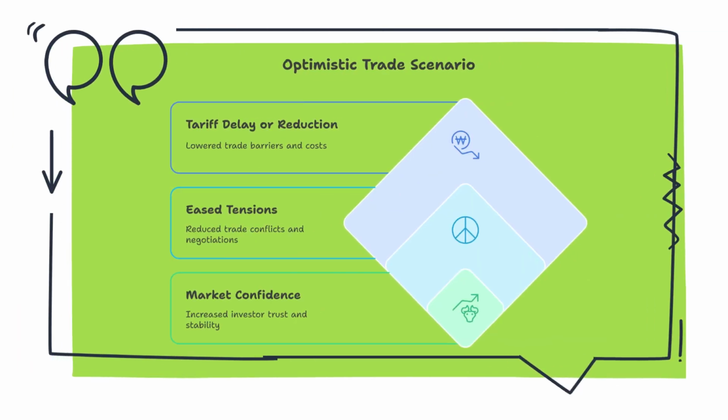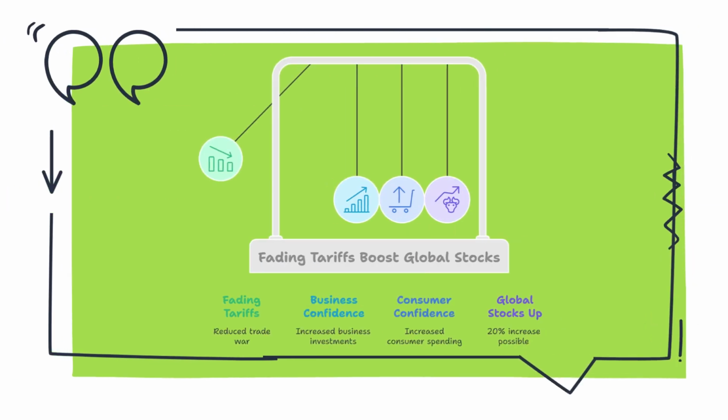Now, let's look at the most optimistic scenario, scenario 3. This is where things take a positive turn. In this case, the US and its trade partners find a way to ease tensions and either delay the tariffs or make sure they are not as harsh as people feared. If that happens, market confidence would likely bounce back and the US effective tariff rate could drop below 10%. JP Morgan says this is the least likely outcome, but it's also the most promising for investors.